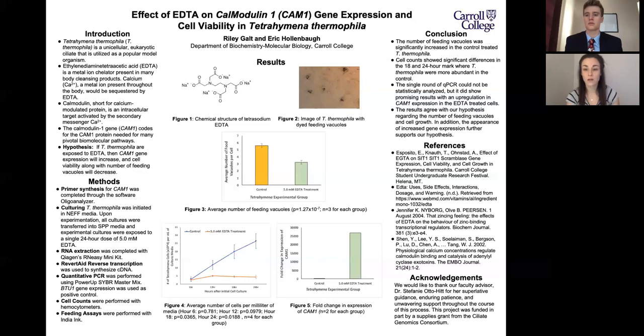Overall, our results do agree with our hypothesis regarding the number of feeding vacuoles and cell growth as far as being significant. In addition, the appearance of increased gene expression further supports our hypothesis. Although it was not significant, it is definitely a starting point where future research could begin. And in order to get better data, replicating this research would be beneficial.